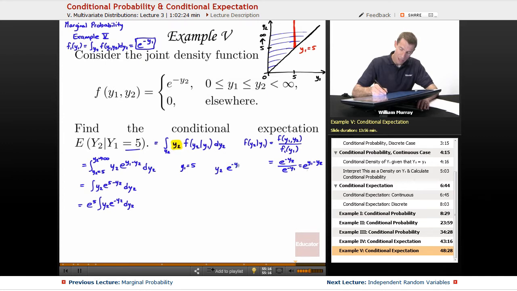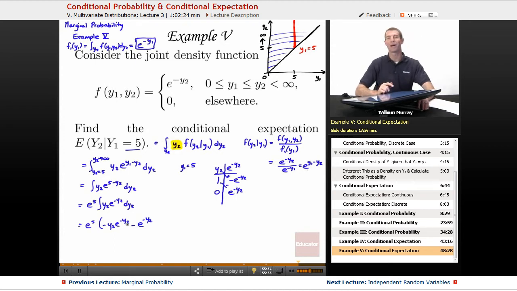y2 e to the negative y2. If I take derivatives on the left, the derivative of y2 is 1, derivative of 1 is 0. And the integral of e to the negative y2 is negative e to the negative y2. The integral of that is e to the negative y2. Draw my little diagonal lines and put a plus and a minus there. And this is e to the 5th times negative y2 e to the negative y2, multiplying down the diagonal lines, minus e to the negative y2. So that was integration by parts, borrowing some techniques from Calculus 2.